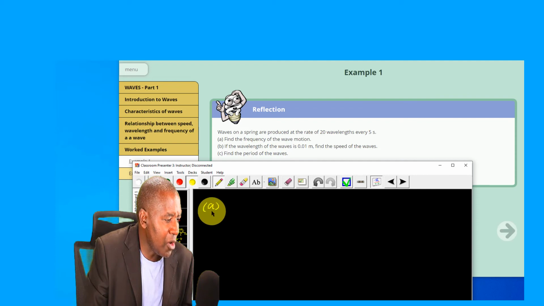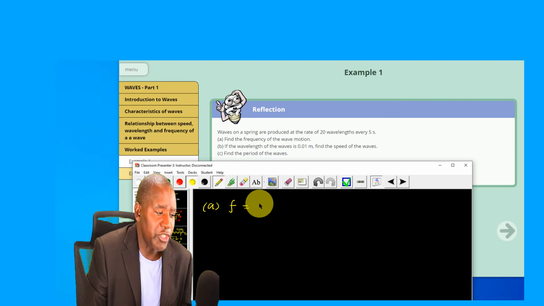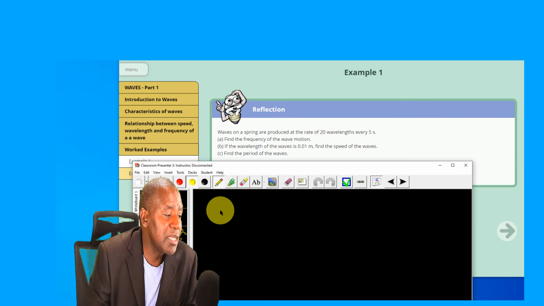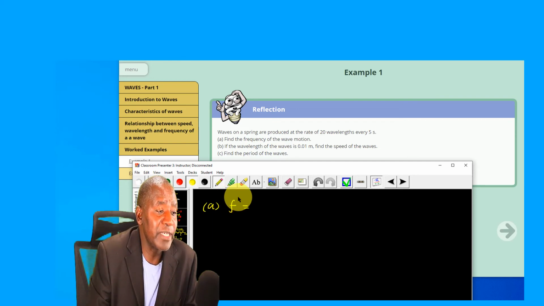Frequency is the number of oscillations divided by the time taken to make those oscillations. A wavelength is a complete oscillation. Just remember it from here. You can see a wavelength is a complete oscillation. And here we are being told that it makes 20 wavelengths every 5 seconds. So we are going to divide the number of oscillations by the time, and we get 4 Hz.